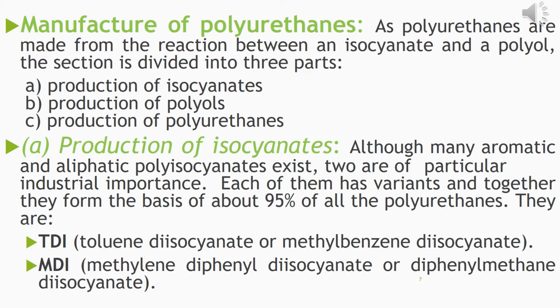So we have seen that for the manufacture of polyurethanes we need three steps. We can divide the production of polyurethanes into three parts: production of isocyanates, production of polyols, and production of polyurethanes. Part 1, or part A, is the production of isocyanates. There are many aliphatic or aromatic isocyanates, but two are of particular industrial importance. These, TDI and MDI, and their variants make up about 95% of all polyurethanes.